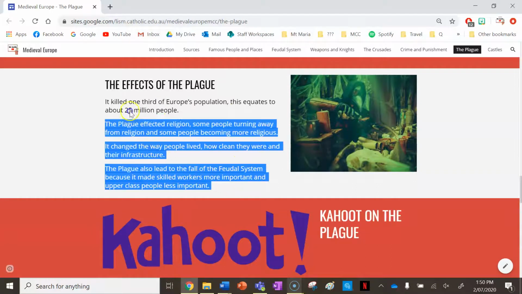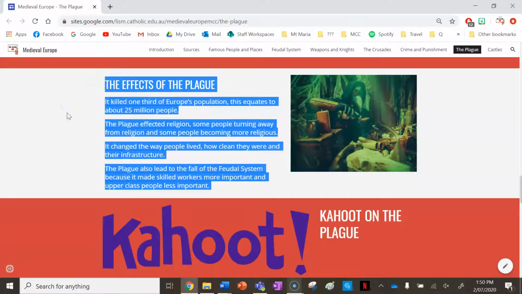The effects of the plague. I want you to write these notes down in your books as well. So a bit of note-taking in this lesson. It killed 1/3 of Europe's population, and this equates to about 25 million people. The plague affected religion, some people turning away from religion, and some people becoming more religious. Since the plague was thought to be God punishing people, people turned away from religion. They thought that religion couldn't help them anymore. So it led to the downfall of the church in England. It changed the way people lived and how clean they were and their infrastructure.